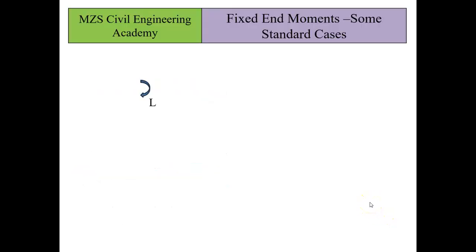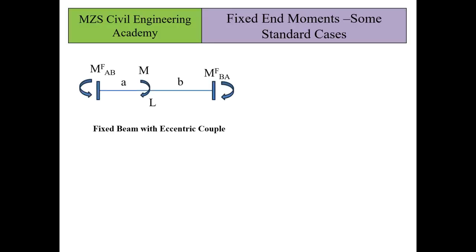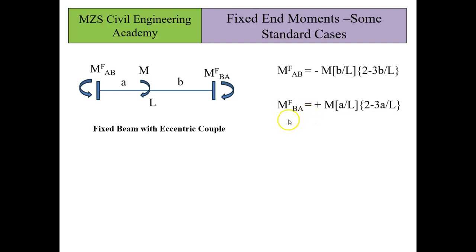Now let's go towards the next case where the beam is subjected to an eccentric couple. The couple is placed at an eccentric distance over the span. Due to this, the moment generated at end A will be equal to minus M b by L in bracket 2 minus 3b by L. Similarly, the moment at B will be given by M a by L in bracket 2 minus 3a by L. If we relate here, when we consider joint A, the multiplier in the bracket is b, whereas if I consider joint B, the multiplier in the bracket is a. This we have to remember to recite the formula.